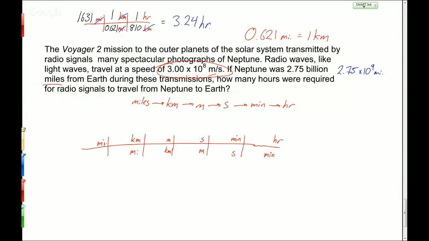Now we can fill in the numbers. So 2.75 billion miles, that's 2.75 times 10 to the 9th.